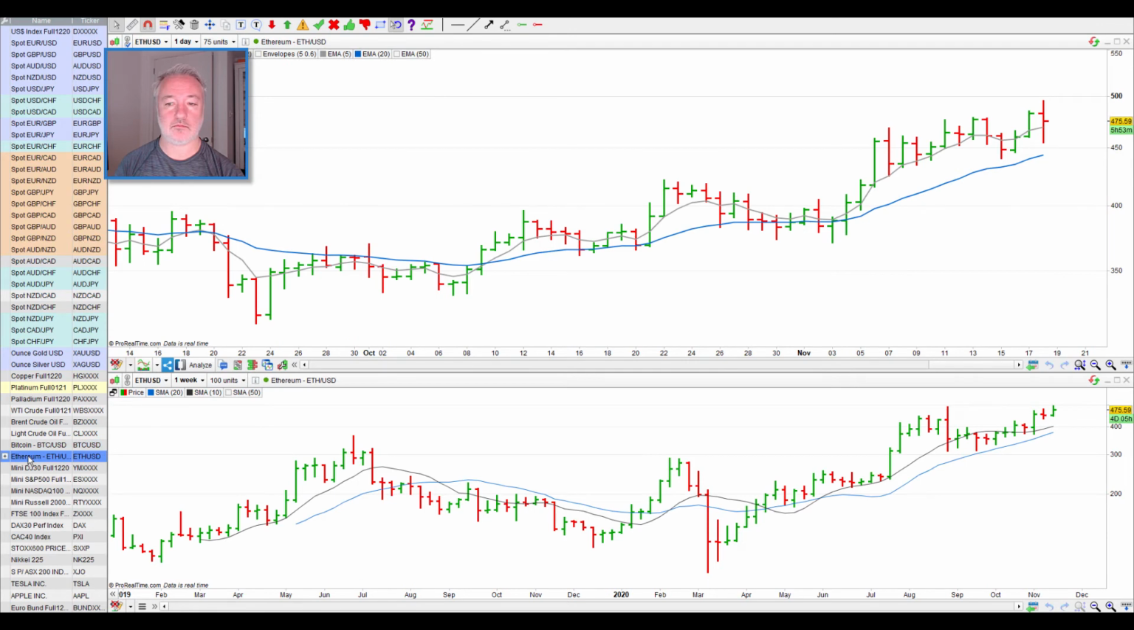Ethereum will follow its way up. It's 500 is what it's trying to get past. If it breaks through 500, it goes straight to 550.